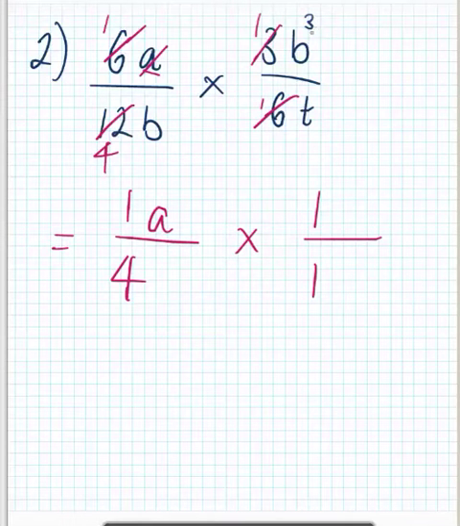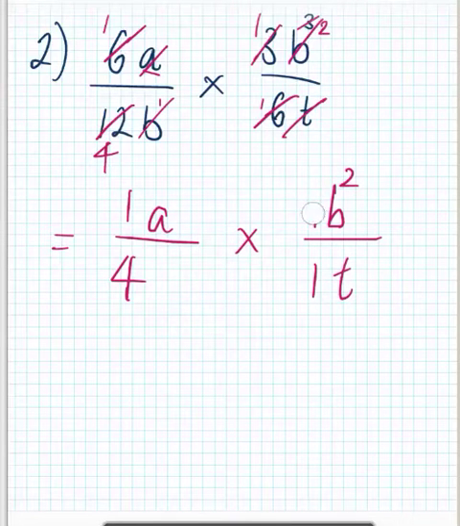Next, I've got 3 B's up here and 1 B down there, which can be simplified. So I'll cross off my smallest amount, which is that 1 B, it's gone. 3 take away 1 is 2. So I'm left with B squared up on this side. And the B's taken care of, or the B squared. And last of all, I've got this T sitting here. No T's on top, so it's stuck on the bottom.